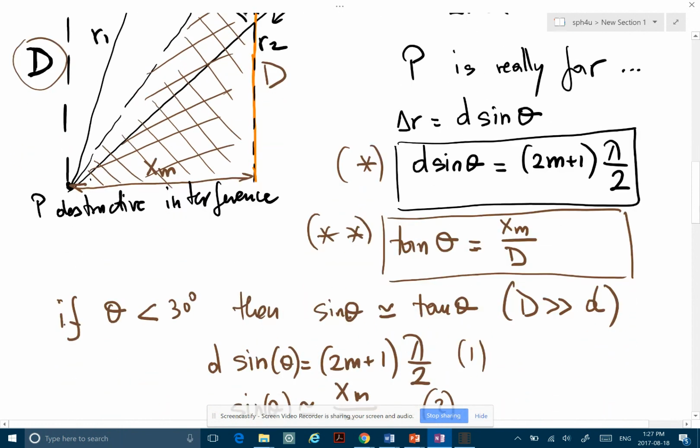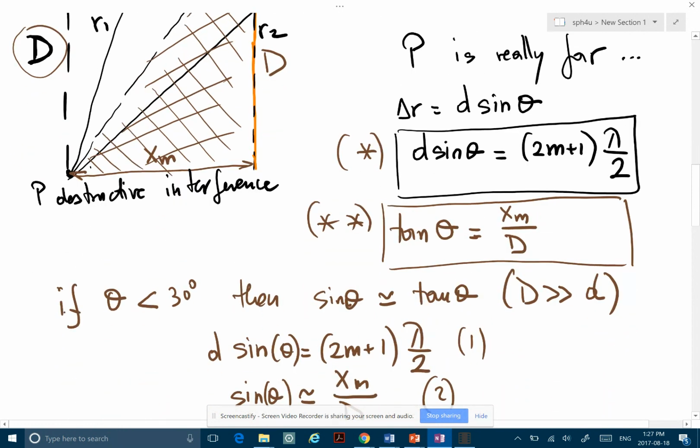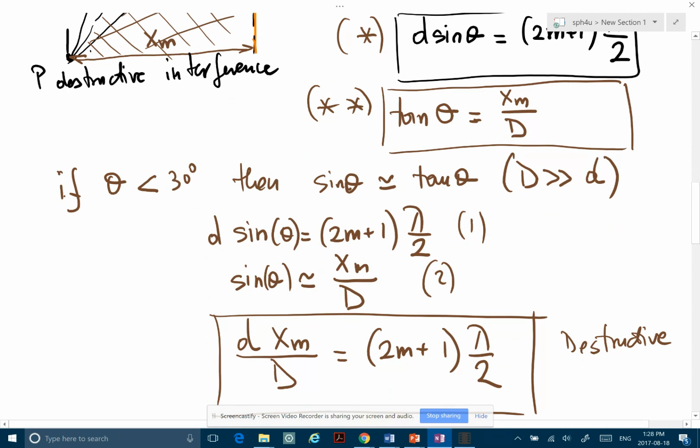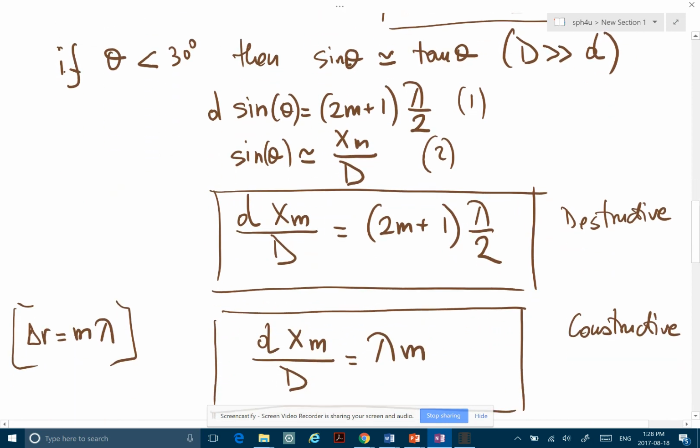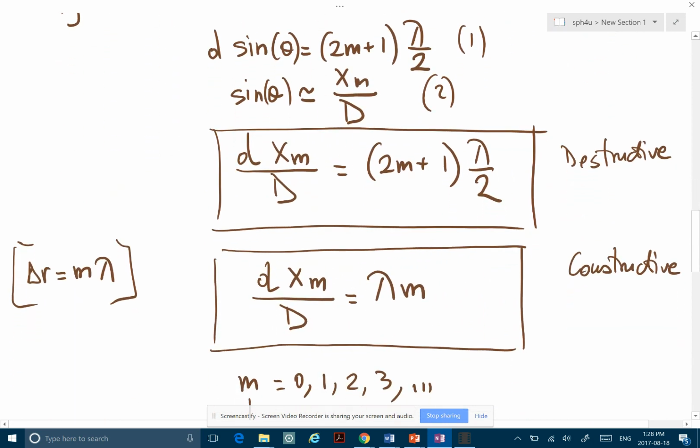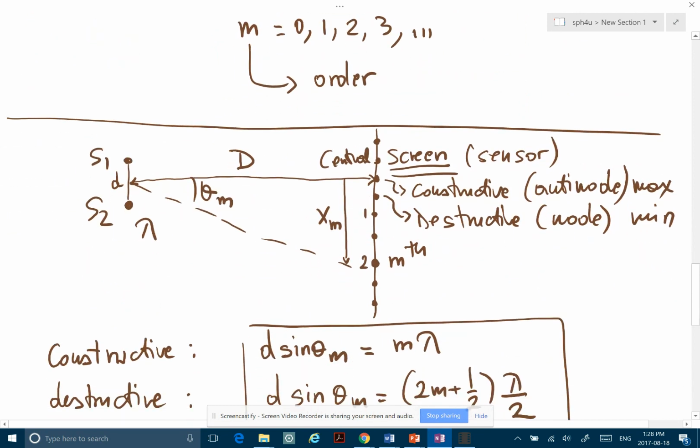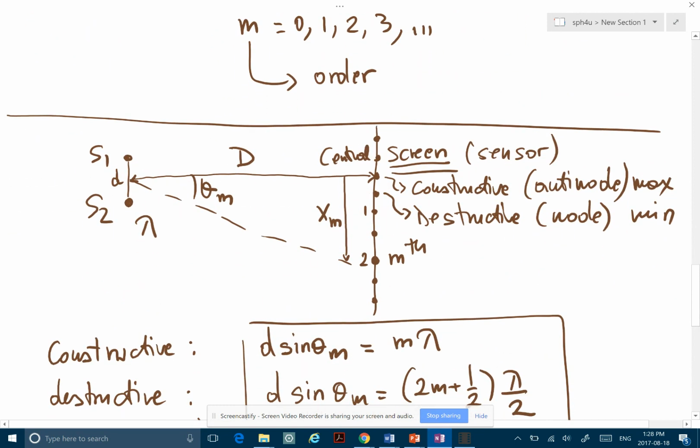To cut it short, we got to these equations: d sine theta is (2m plus 1) times lambda over 2 for destructive interference. And the distance of the point P from the central line, or from the central maximum, is related by tan theta equal to x_m over D. However, for small angles, we can make the approximation that tan and sine theta are almost the same. So we got these relationships in general for constructive and destructive interference, and then we described it on a little diagram. What does everything mean?